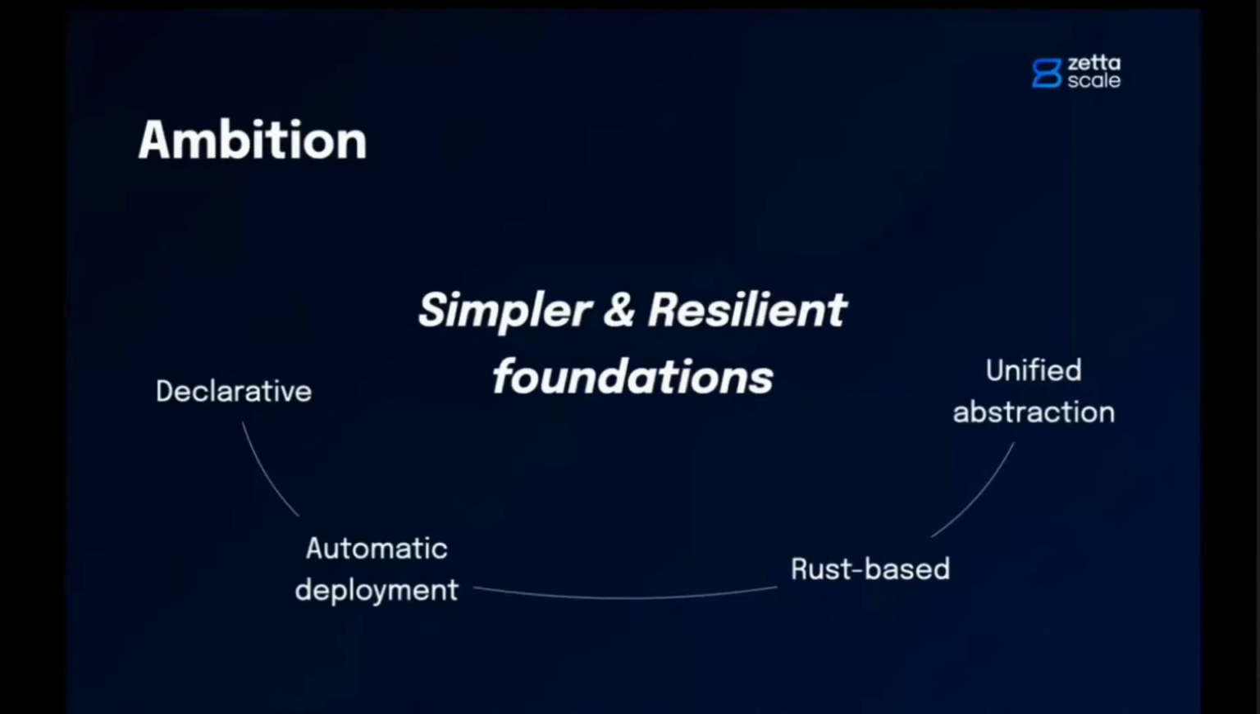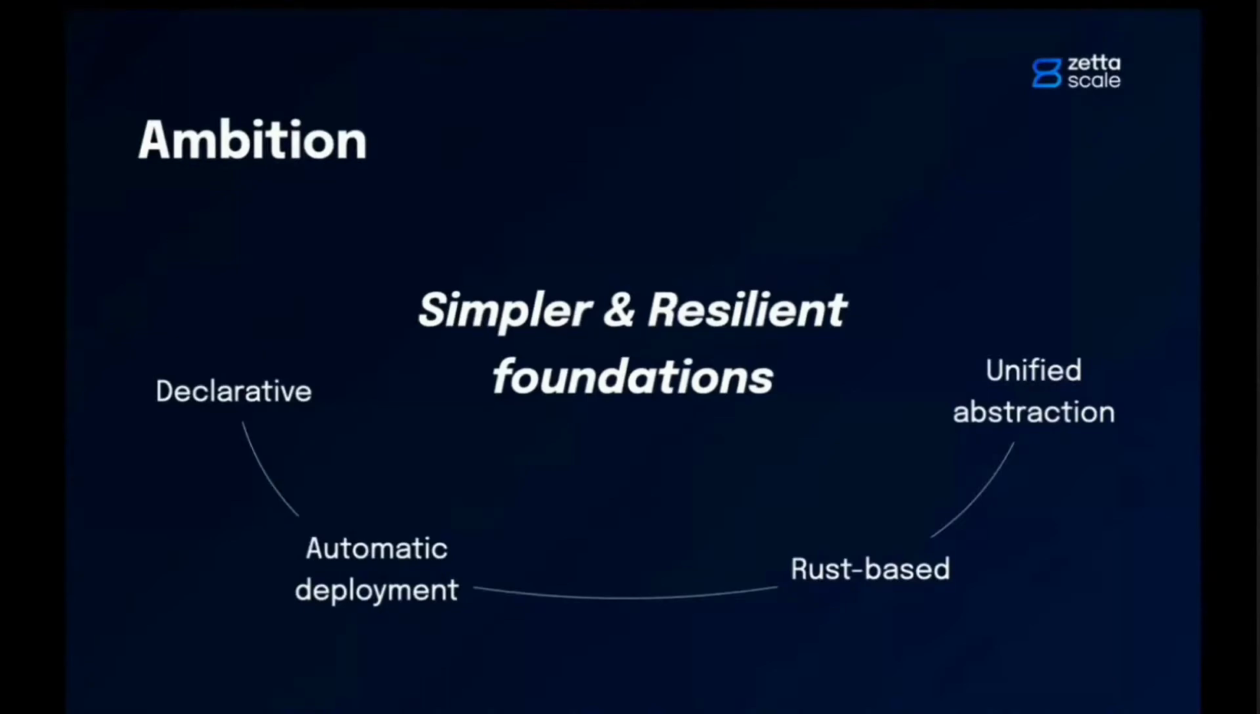We want to keep being Rust-based. Rust brings many benefits to the table: memory safety, concurrent safety, and we want to keep that. And then we want to have a unified abstraction. As we saw, Zenoh works on the cloud and in the things, so why not keep this same abstraction and capabilities everywhere?